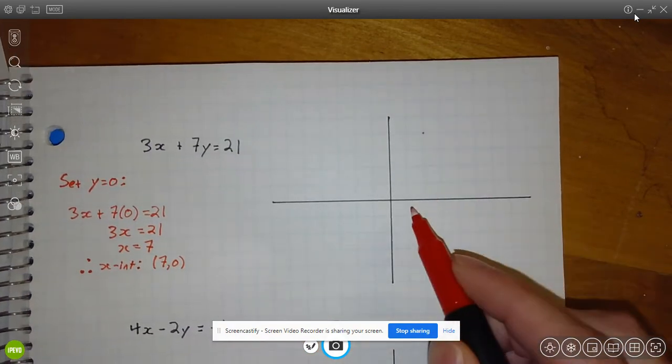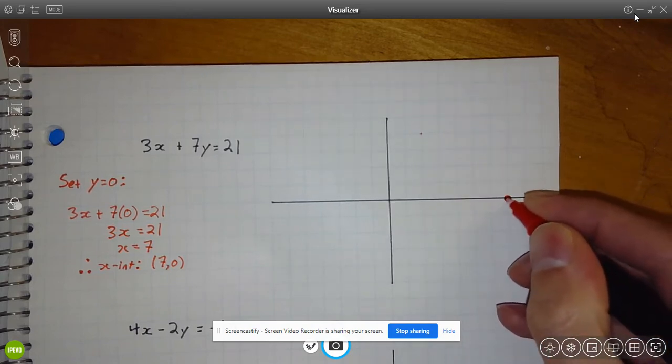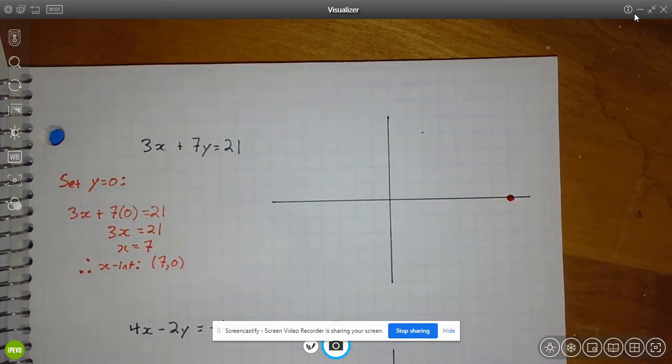And I can mark that point on my graph. So 1, 2, 3, 4, 5, 6, 7, 0. There's my x-intercept.